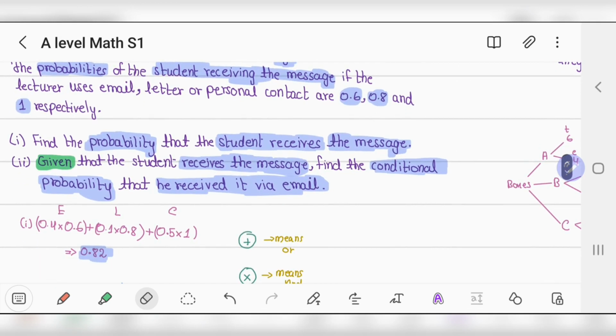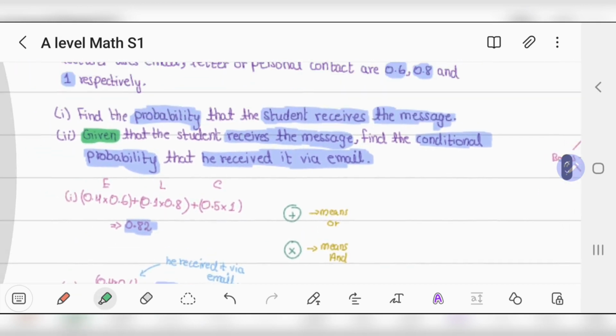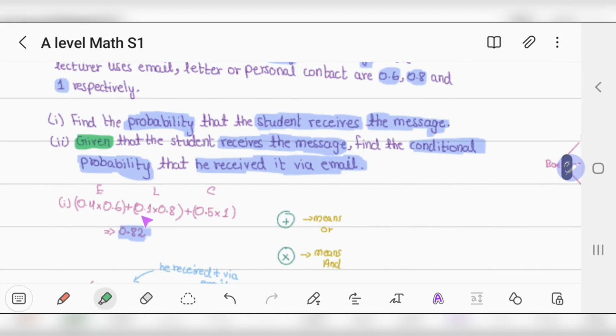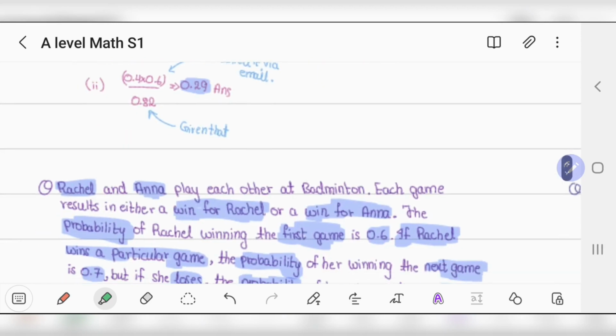So same thing I have done here. Find the probability that the student received the message: 0.4 times 0.6 plus 0.1 times 0.8 plus 0.5 times 1. So you got the probability that the student received the message. Then part 2 is, given that the student received the message, find the conditional probability that he received it through email. So you put that part in here, and you get the answer. Okay. Moving to the next question.